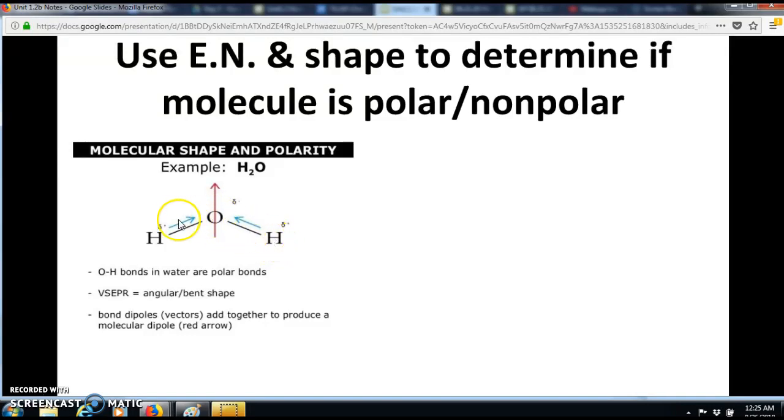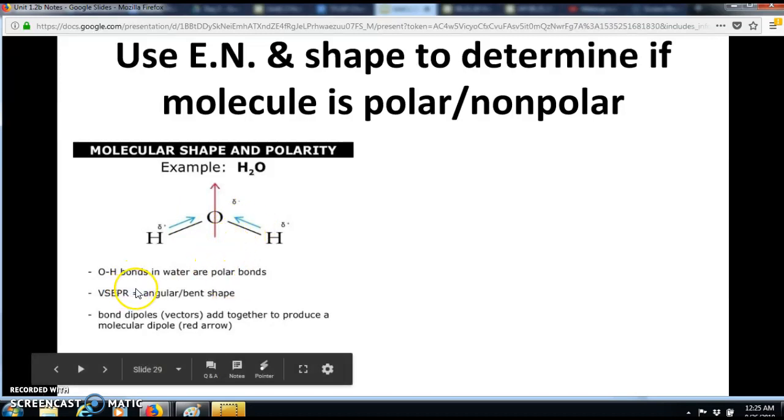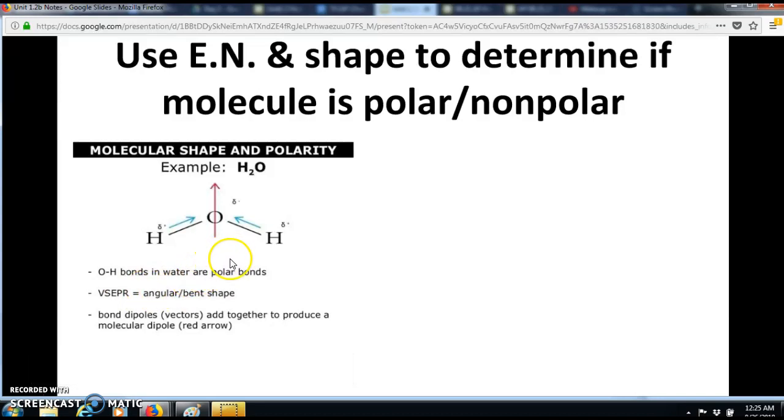So the electrons are going to go towards the oxygen in each of the hydrogen-oxygen bonds. We can draw this bond dipole as these blue arrows pointing towards the more electronegative atom. Now, VSEPR tells us that the shape of H2O is not linear. It's actually bent because you have some lone pairs, which are not shown here, but it's a bent shape.